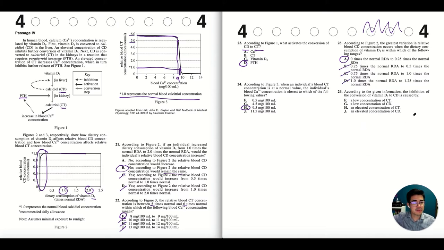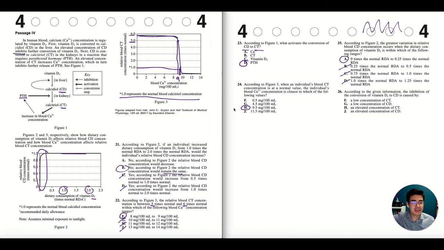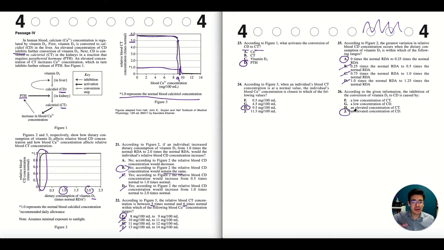26, it says according to the given information, the inhibition of the conversion of D3 to CD. Information is usually at the beginning. Inhibition of the conversion of D3 to CD. First, vitamin D3 is converted to CD in the liver. That's not the inhibition, though. Inhibition means stopping. An elevated concentration of CD inhibits further conversion. That's pretty easy. Okay, not too bad. This is all in the passage. Just in the passage.